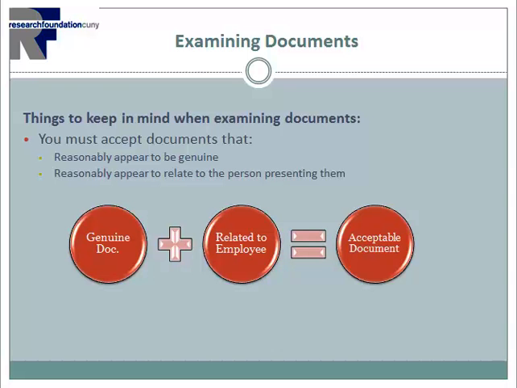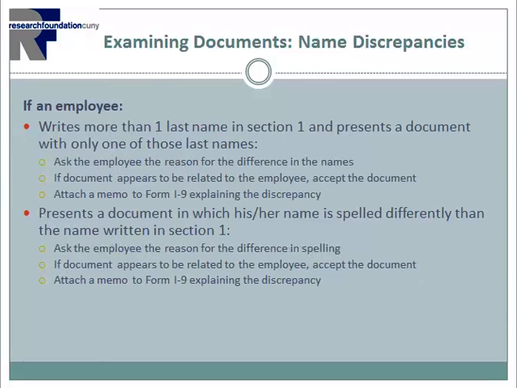the person presenting them. If an employee writes more than one last name in Section 1 and presents a document with only one of those last names, or presents a document in which his or her name is spelled differently than the name written in Section 1, first, ask the employee the reason for the difference in names. If the document appears to be related to the employee, accept the document, and then attach a memo to Form I-9 explaining the discrepancy.